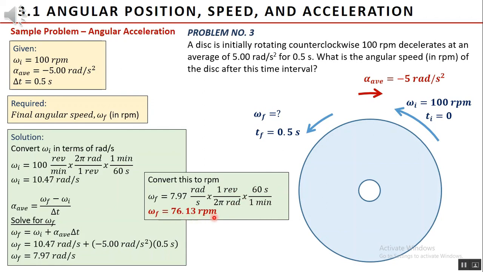From this result, we see that 0.5 seconds later, the disk really slows down from 100 revolutions per minute to 76.13 revolutions per minute. Can you tell the time when the disk comes to rest?